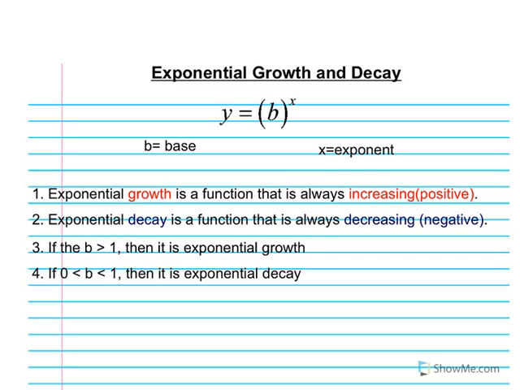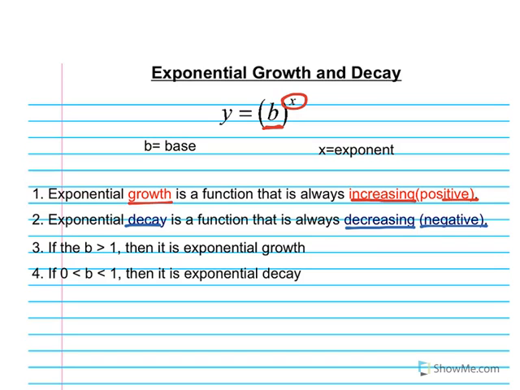So let's take a moment and quickly review exponential growth and decay. We will see the equation in the form y equals b to the x. B is your base and x is the exponent. Now, exponential growth is a function that is always increasing, meaning it's positive. Exponential decay is a function that is always decreasing, which means it is negative.